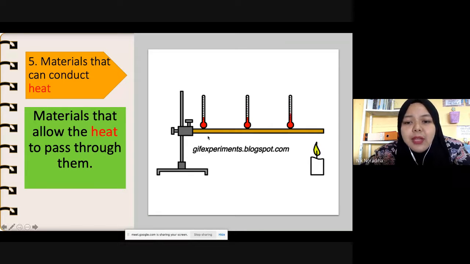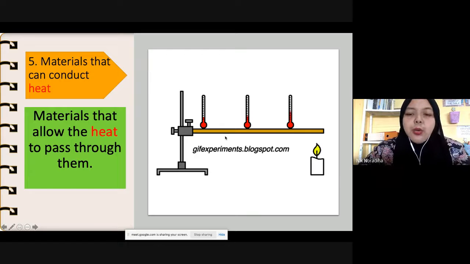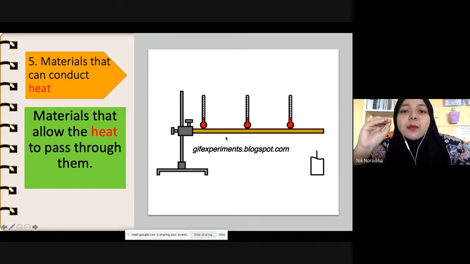So now, what happened here? We only heat up at this point. What happened? The heat transfer or not? So the heat can pass through this material or not? The heat can pass through this metal rod or not? Yes, can pass through. The heat can pass through this metal rod. Why? Because we can observe after some time the temperature at the second and also third thermometer rise up as well.